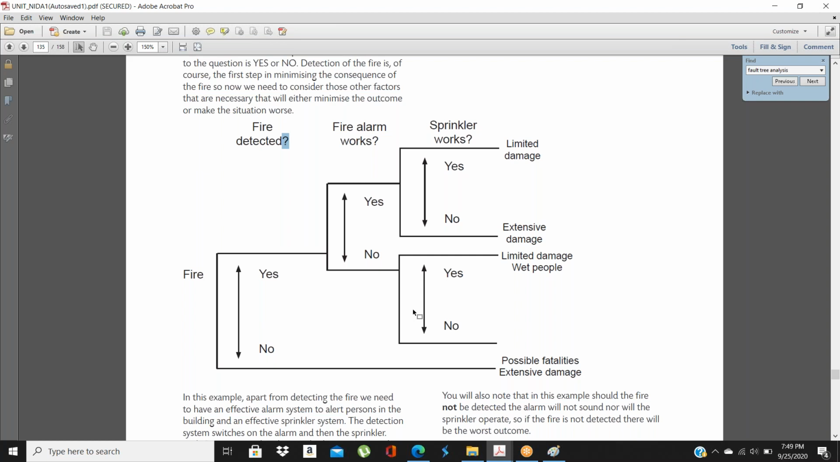Because if you are installing the fire alarm system, this is a proactive system. But here, in this event analysis, we will consider all the events which happen after the accident. Now it's clear.